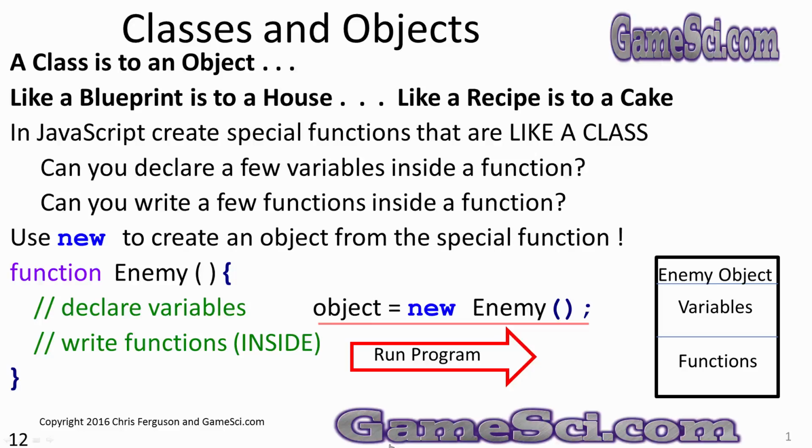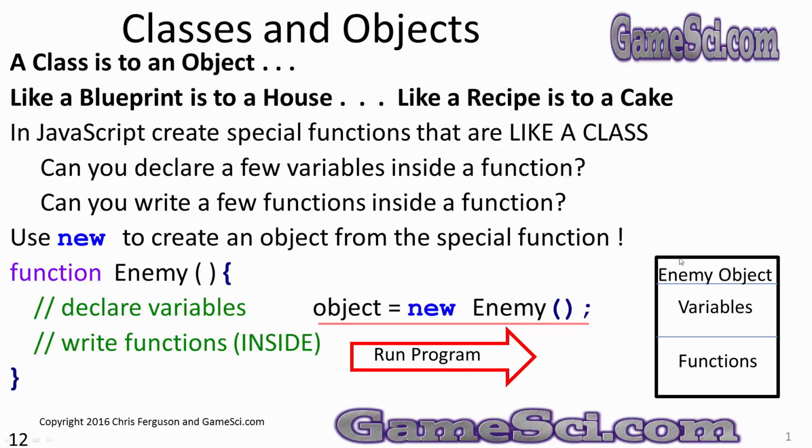The other thing I want to stress about objects is they don't exist until you run the program. As a beginner, the first thing you should understand about objects is objects are a runtime entity. If your program is running, you may have an object. If your program is not running, you don't have an object.